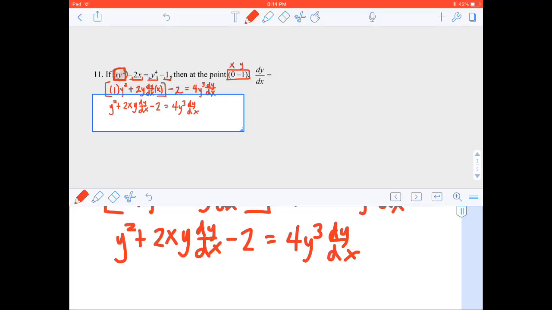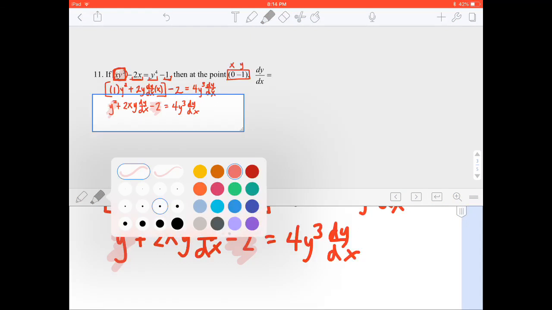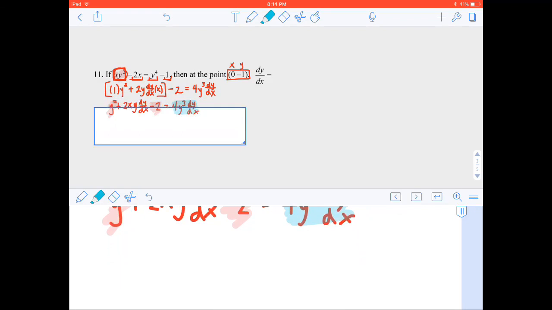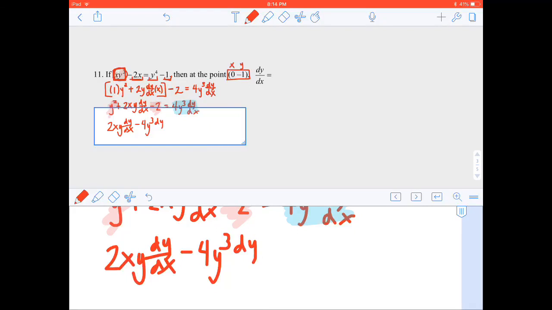So what we'll do first is make sure that any terms that don't have dy over dx in it are going to get moved over to the other side. And if we have a term like this one that has dy over dx in it, I'm going to move it over to the left side. So that way we have all of our dy over dx's together on one side. And it's going to look like that.